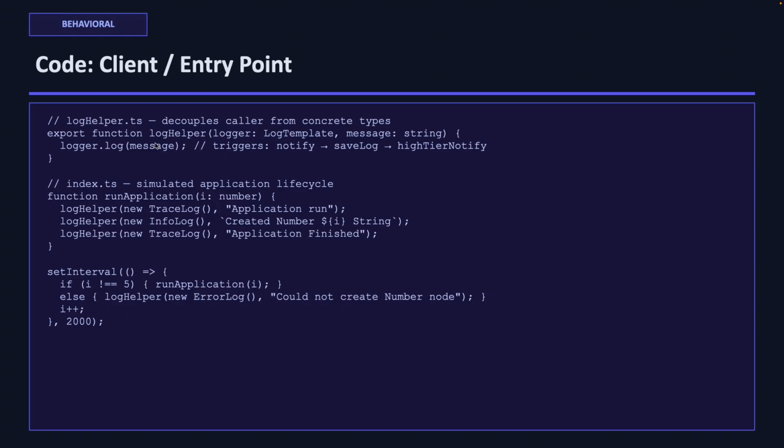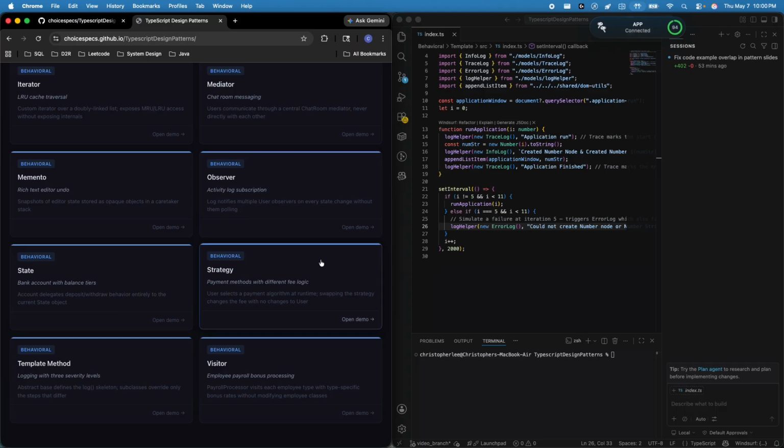There's a set interval timer. It simulates an application lifecycle every 2 seconds. On normal iterations, it will create a trace log to mark the start, an info log to record a number being created, and then a trace log to mark completion. On iteration 5 specifically, it will switch to an error log to simulate a failure, and that's what we'll see in the demo. This is our demo here.